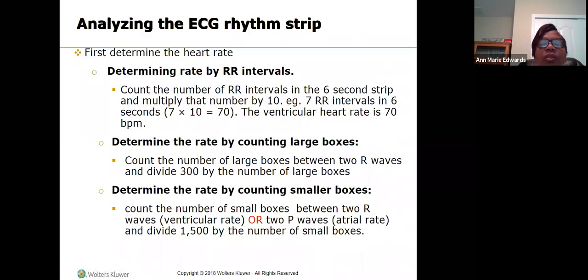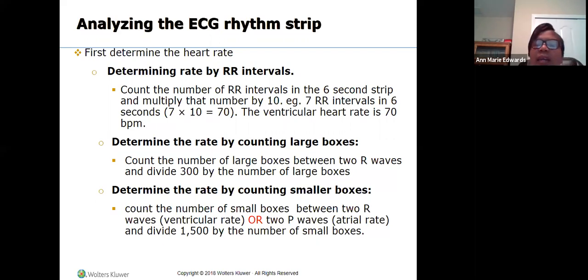All right, so how do we analyze this ECG strip? This is the exciting part. We're going to analyze the ECG strip by starting very simply. We're going to try to determine the heart rate using the strip. One way to determine the heart rate is to count the number of RR intervals on the strip and then multiply that by 10. So make sure you're taking notes. Count the number of RR intervals in the 6-second strip. Usually a strip runs for 6 seconds, okay?